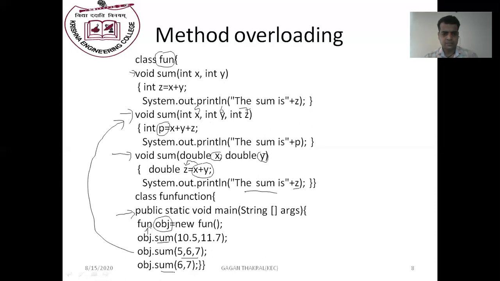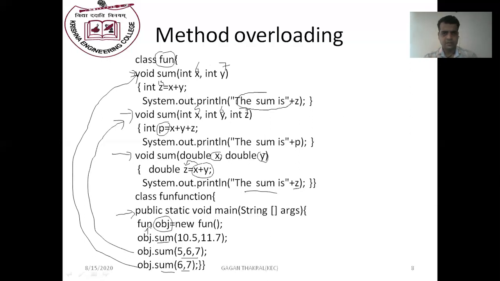Again the sum function is called with the help of the object. Now this function contains two values, that is integer type values. Now it calls the function which has two integer type arguments, and the values are passed as 6 and 7. This will perform 6 plus 7, and the result is stored as 13 into z, and this will print the sum is 13.